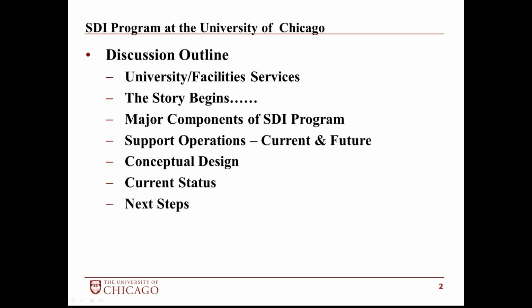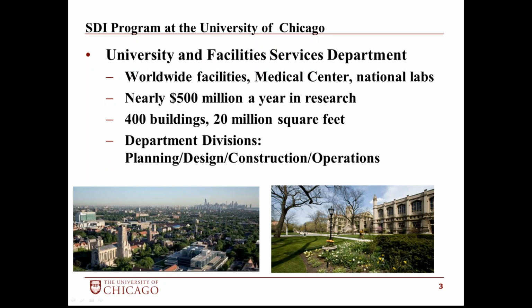So with that, let's move in and talk about the University Facility Services Department. So again, the University of Chicago, it's a worldwide facility. We have facilities all over the world. We have a major medical center on campus. We also have a number of major national labs associated with the university. So we have Woods Hole, Oceanography, Fermilab, and Argonne here in Chicago. We have nearly $500 million a year in research, around 400 buildings or so, and 20 million square feet.